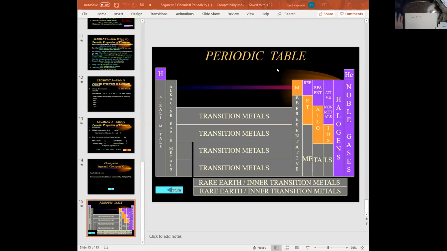Okay, this is what the first question was about, the periodic chart and the places on the periodic chart. So we'll go ahead and run through this the PowerPoint way.